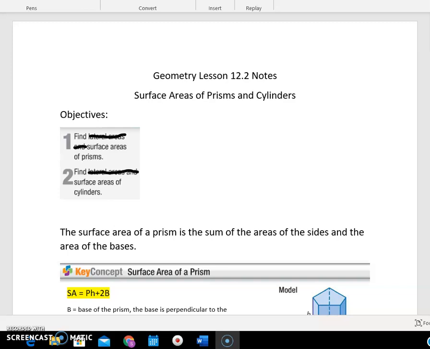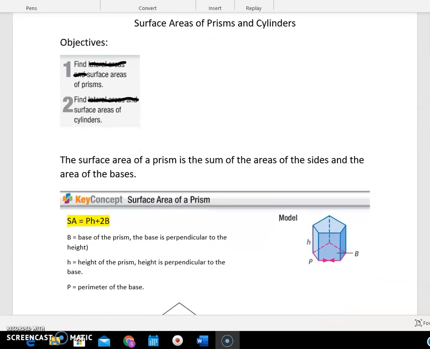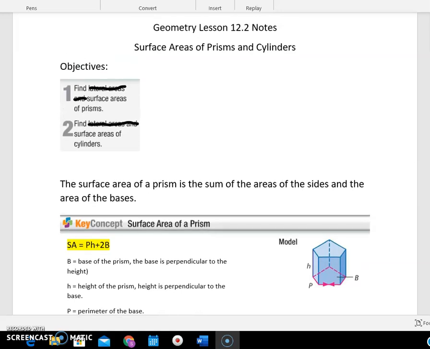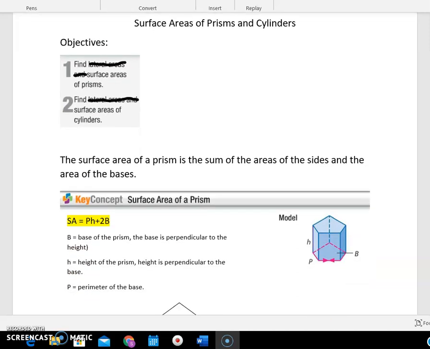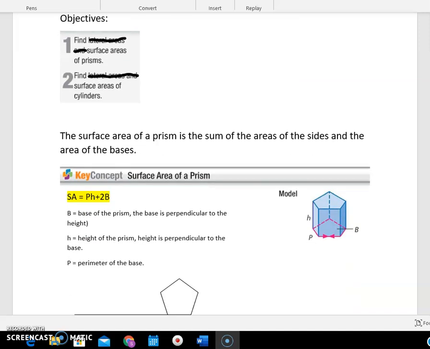We want to find the surface area of prisms and of cylinders today. The surface area of a prism is the sum of the areas of the sides and the area of the bases. In a prism, basically we have a top and a bottom. So we get a top here, and then there's a bottom piece down here, and those are going to be identical. So we're going to have two that are the same.